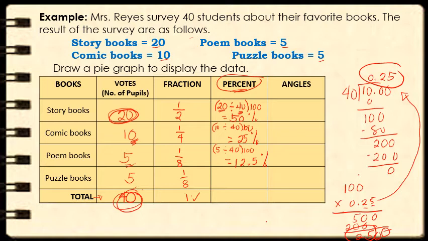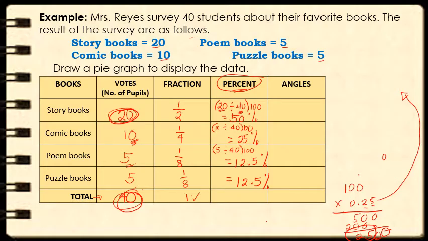So, ganun din naman sa puzzle books, dahil 5 lang ang pumili, it will also give you 12.5%. And then, to check kung tama ang inyong nakuhang sagot, dapat itong percent na nakuha mong sagot sa third column, dapat will be equal to 100%. So, i-check natin. Kapag hindi 100% ang nakuha mong sagot, ibig sabihin, may mali ka sa iyong naging solution. So, you have to solve again.